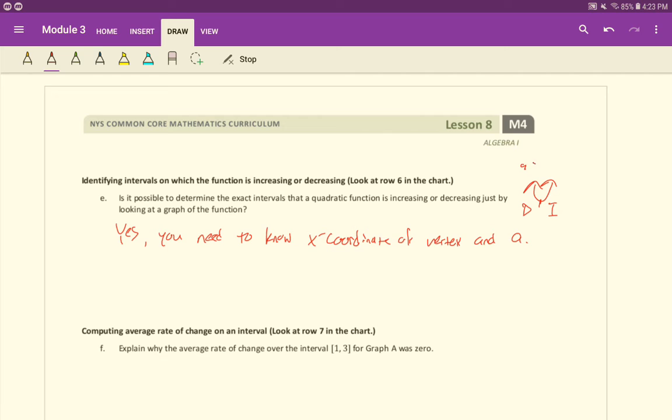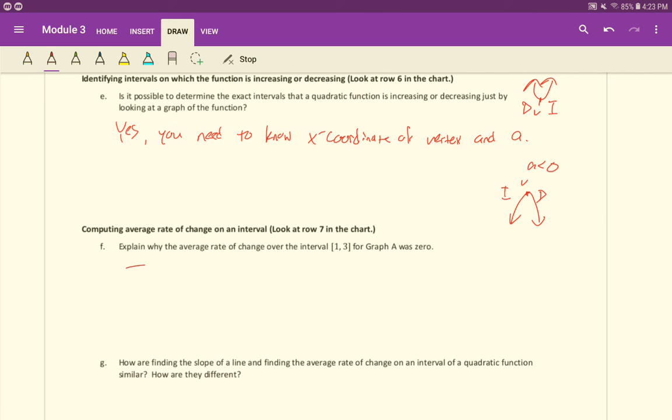That's for A greater than 0. But for A less than 0, your graph will look like this. Again, your vertex is here. You'll be increasing on this side of the vertex. There's your vertex. And then decreasing on this side of the vertex. Okay?